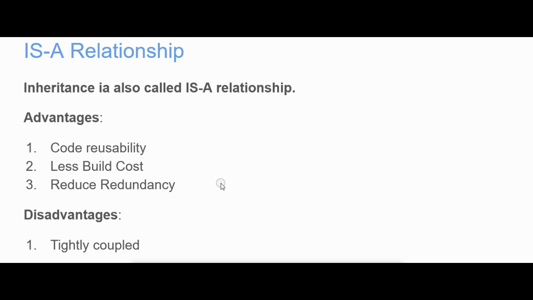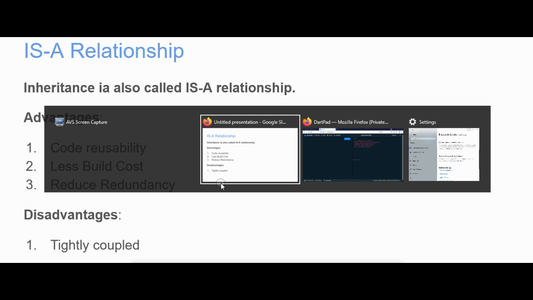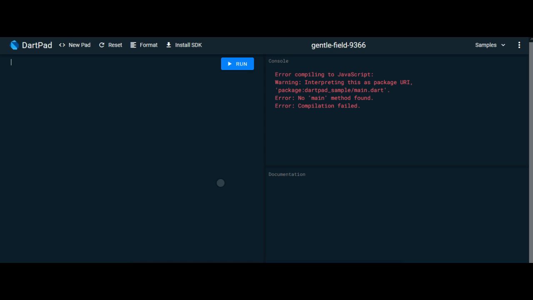So is-a relationship is also called inheritance. You may have heard this term before, isn't it? Or if you have not heard, I'll tell you what inheritance is. Inheritance simply means accessing the parent class property in the child class.